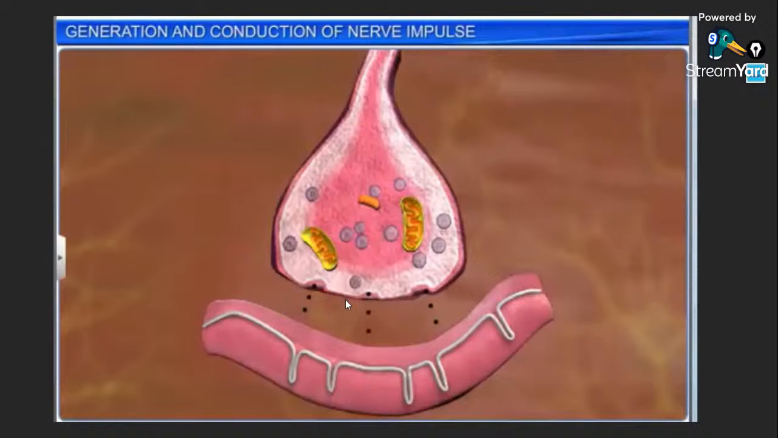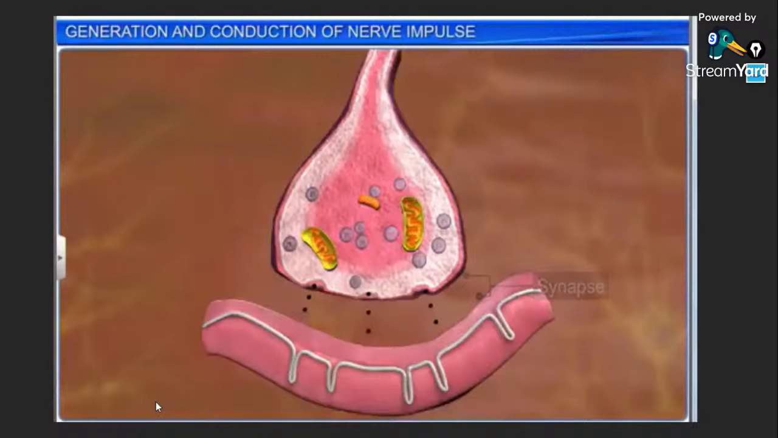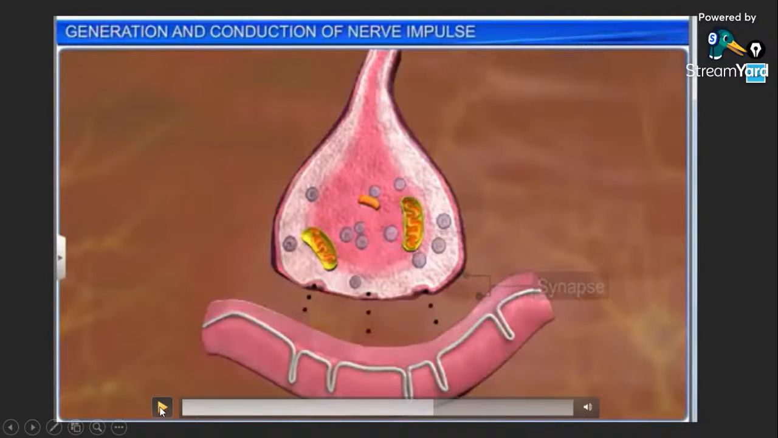A junction helps transmit the nerve impulse from one neuron to another. These junctions are called synapses. So we already studied this, right? In the last class, I mentioned the synapse, which is a junction between two adjacent neurons. We'll learn about this in today's class.